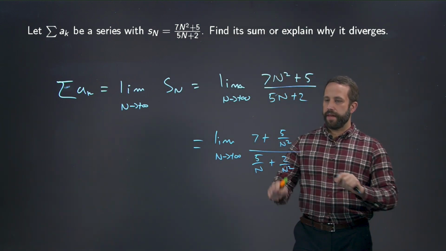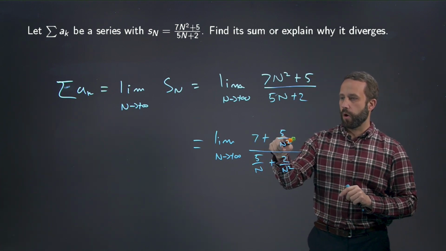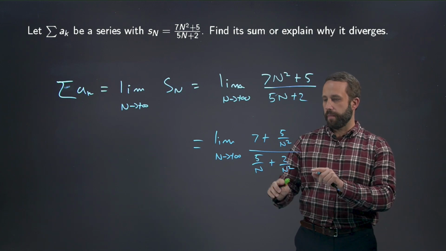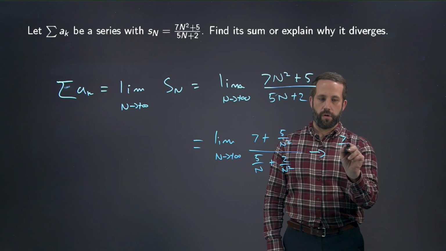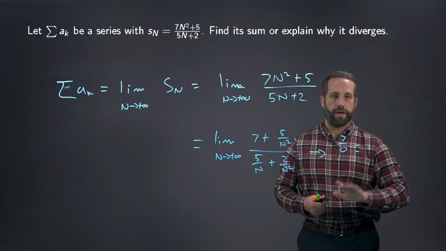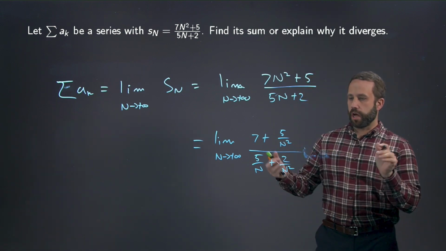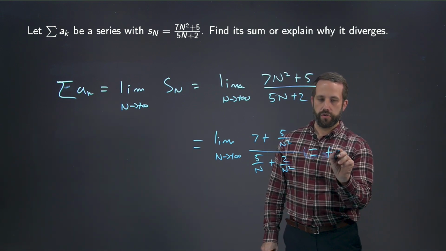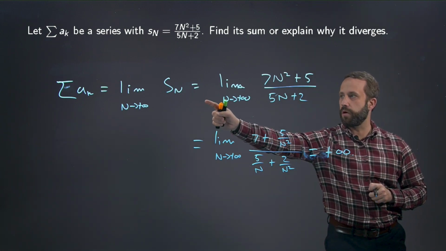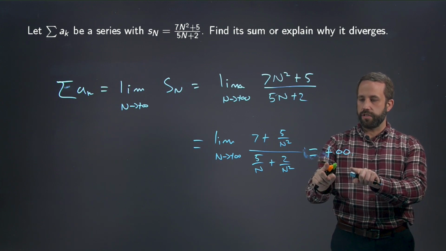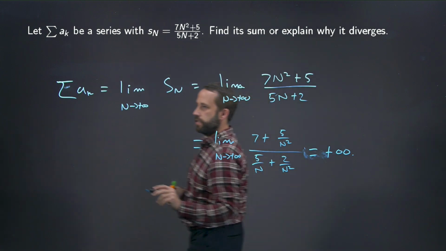So the numerator is just going to 7, since 5 over n squared is going to 0. In the denominator, both terms are going to 0. So this is 7 over 0. In other words, as n gets bigger and bigger, this grows unboundedly, and so this is equal to positive infinity. So the sequence of partial sums does not converge, it diverges to infinity, and therefore the sum of this series does not exist.